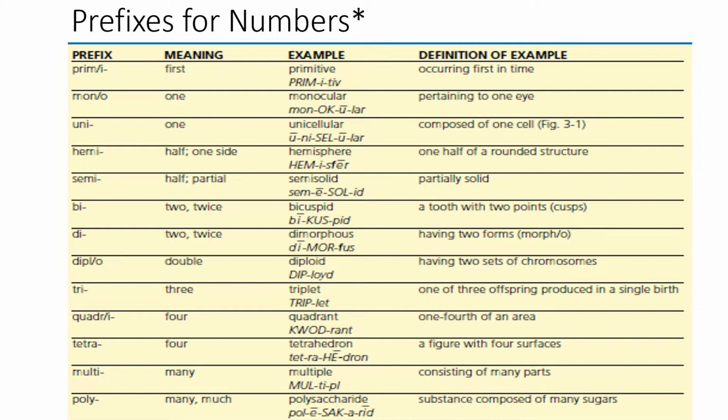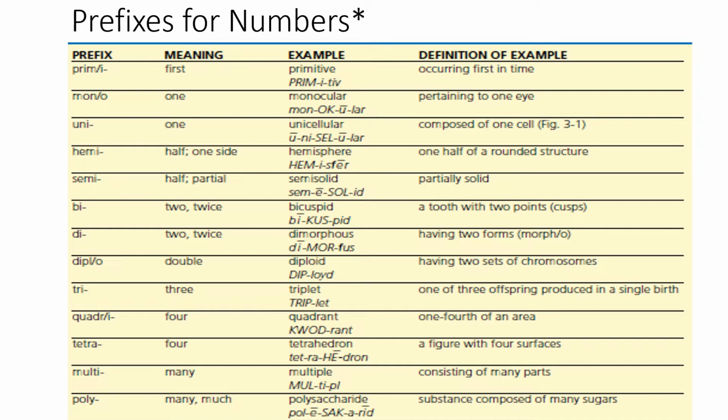Semi-solid means partially solid. Next we have bi, which means two or twice. We have the example bicuspid, meaning having two points, or a tooth with two points or two cusps.